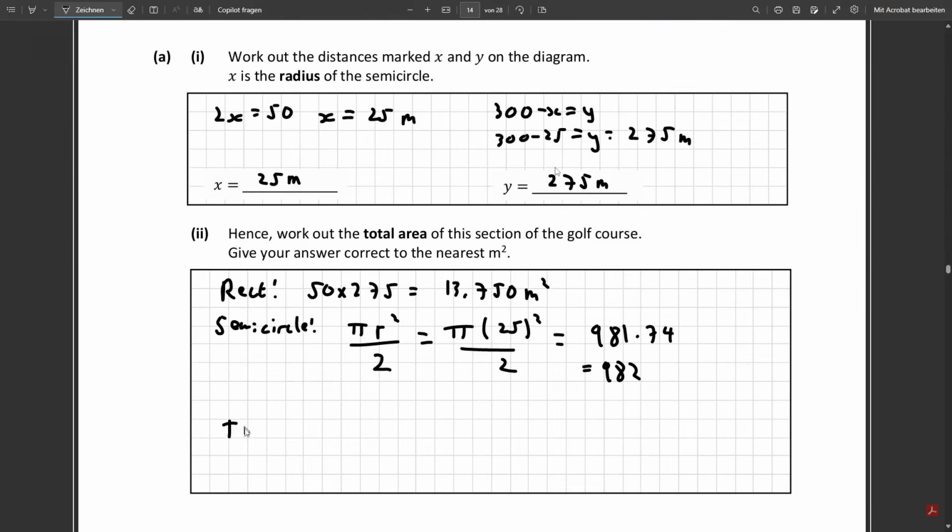So then the total is 13,750 plus 982. You could write meters squared, but I'm just going to leave that till the end. And then what we get is 14,732 meters squared.